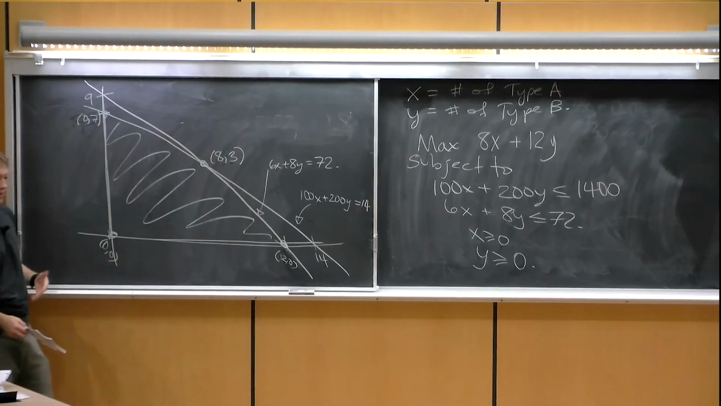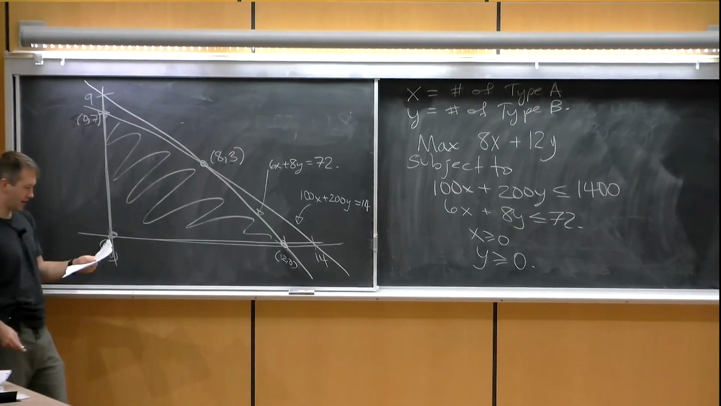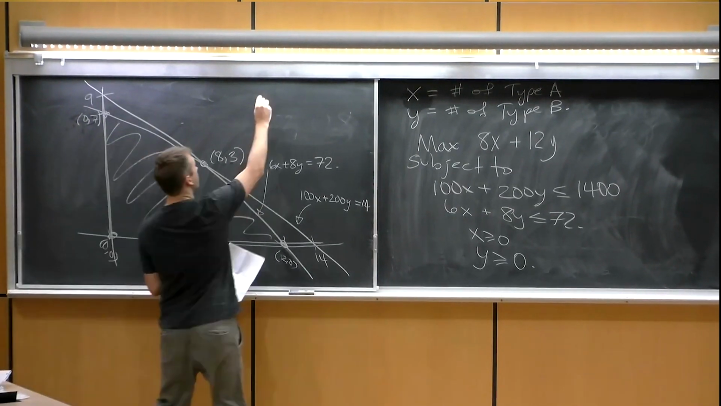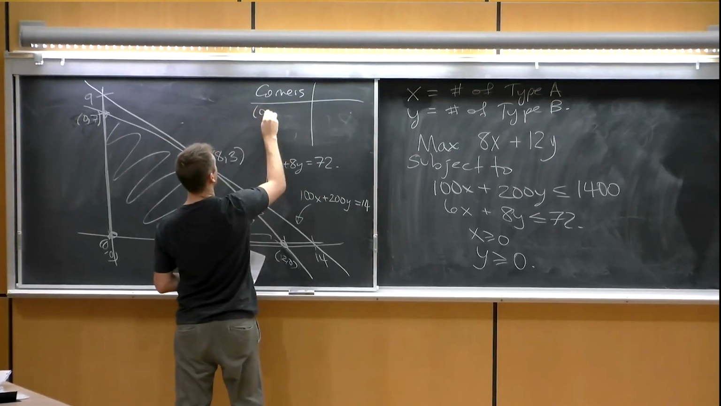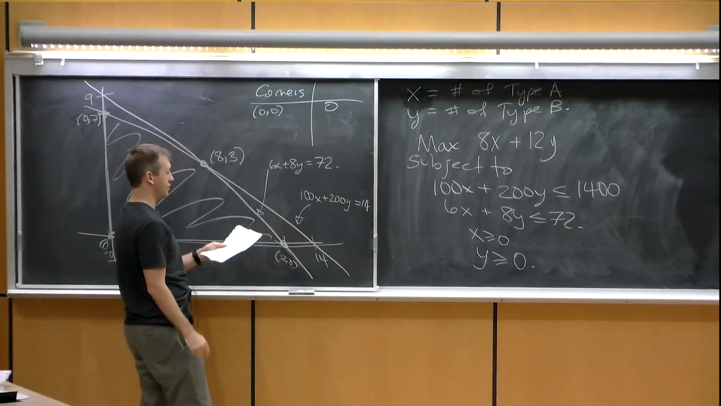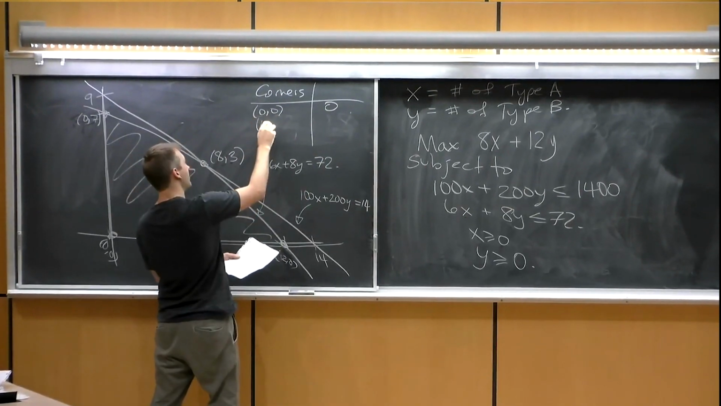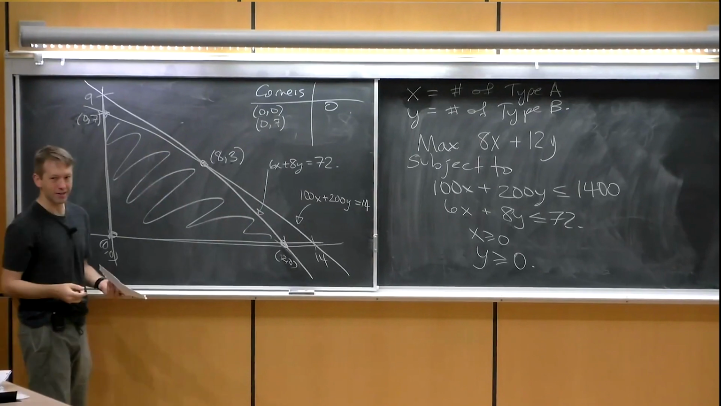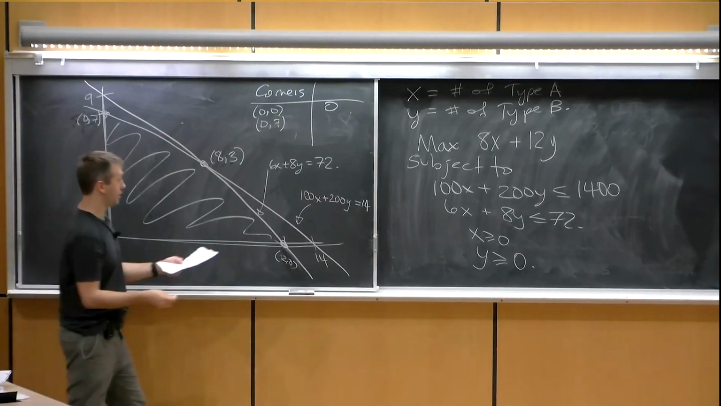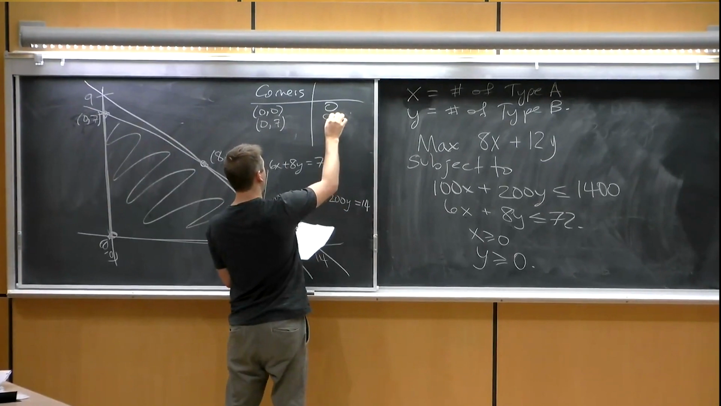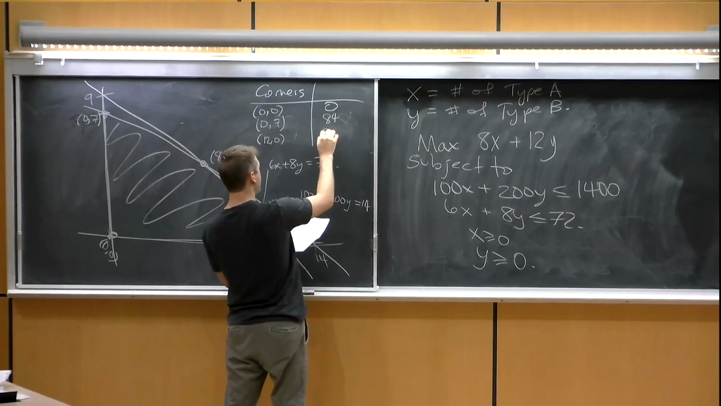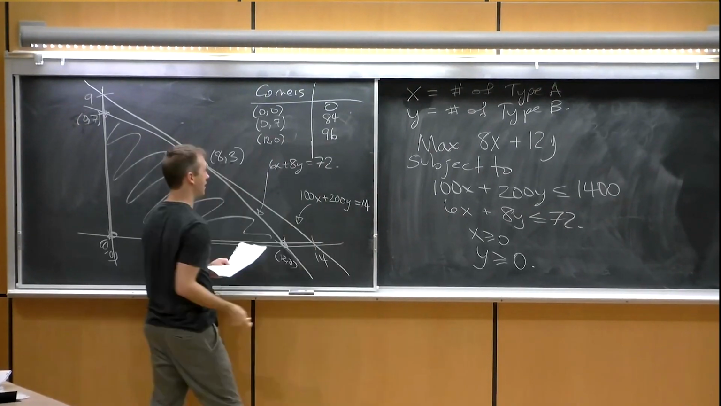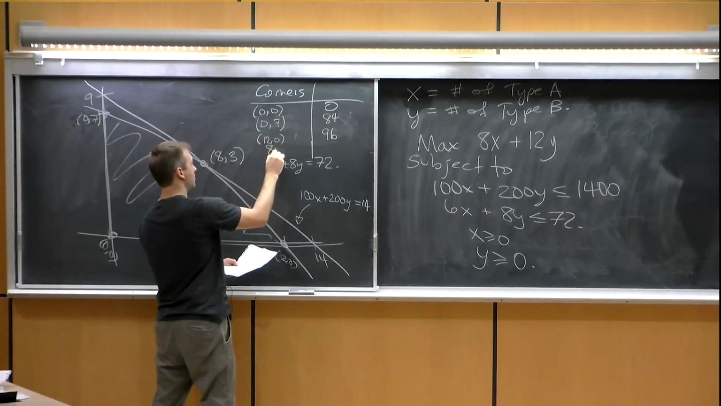So then to finish it off, you just plug these values in. If you put in 0, 0, you get 0. Obviously, it's not a good idea to buy no cabinets, so that's obvious, right? That's not going to maximize your volume. 0, 7 would be 84. 12, 0 gives you 96. Getting better and better. Then 8, 3 gives you 100.